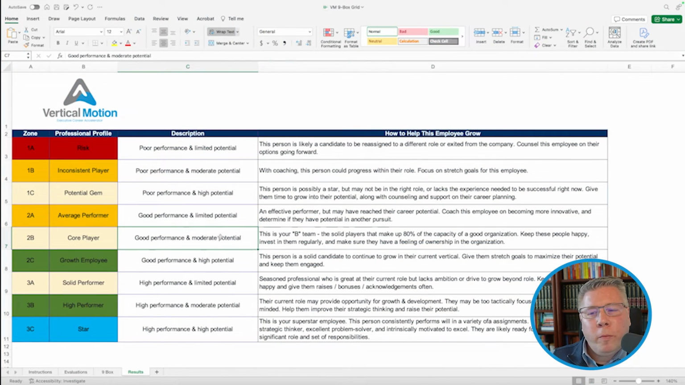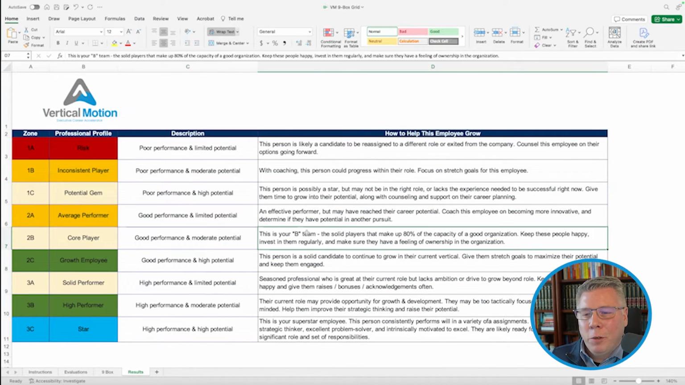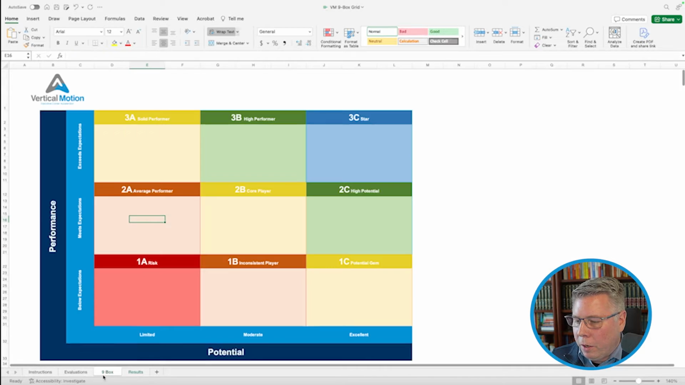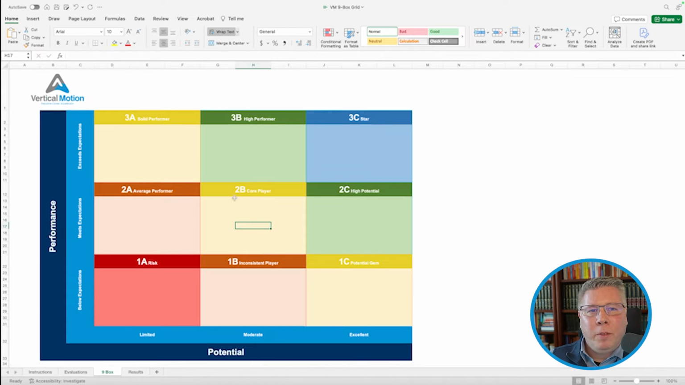Your good performance and moderate potential, this is your B team. This is your solid 80% of the team should be right around here in the middle of the chart. You want them to be right here. You want a lot of people here because this is your core team.